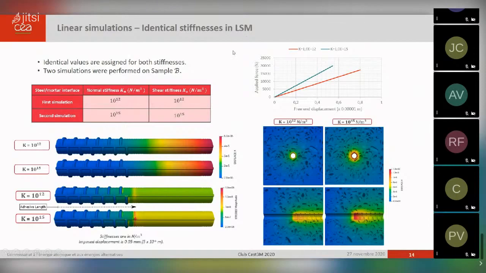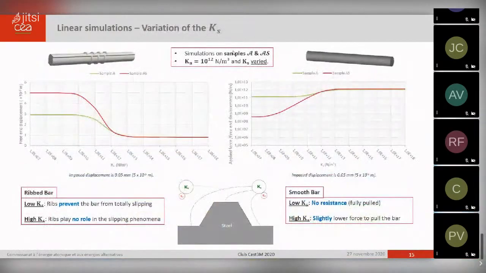After that, stiffnesses were varied in order to study in general the effect of the ribs. First, Kn is fixed equal to 10^15, while Ks was varied from one simulation to another, and the free end displacement was plotted as a function of Ks, and also the applied force at the free end displacement was plotted as a function of Ks.